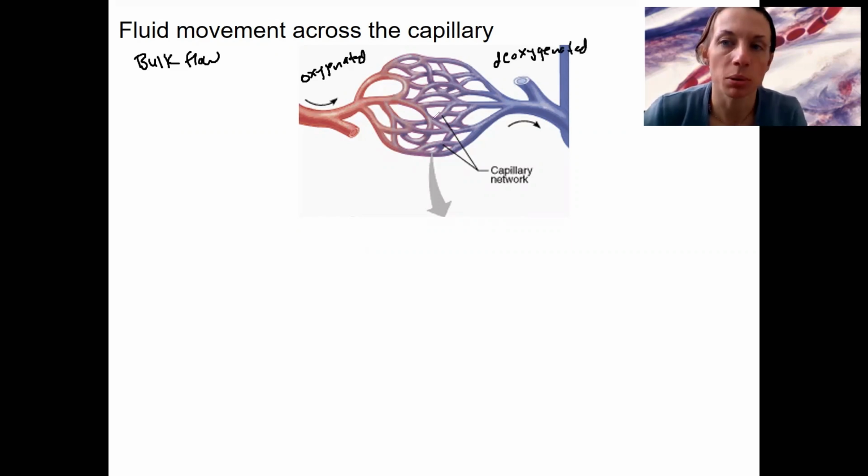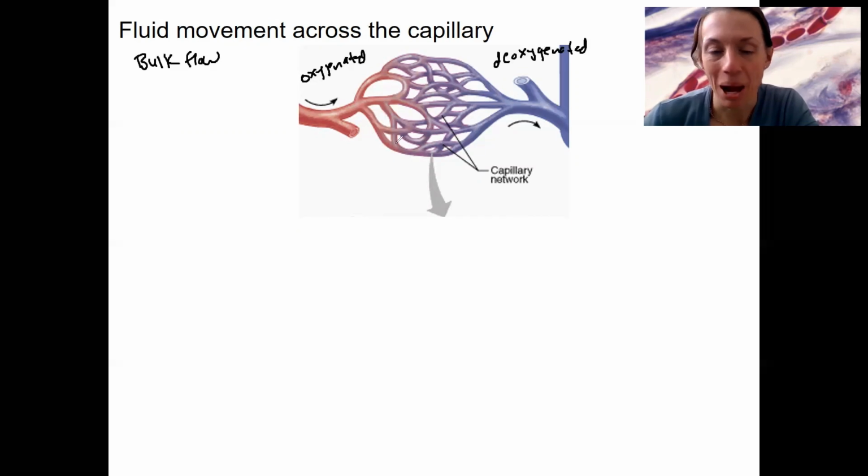oxygenated, in between there. So we're actually not going to be looking at the movement of gases specifically. So you do need to remember that happens. You have oxygen leaving here, and carbon dioxide getting picked up all along those beds. We'll actually come back to that, the respiratory system.